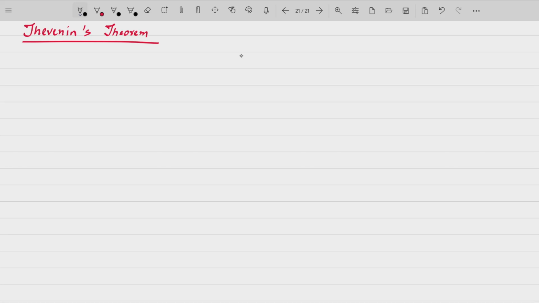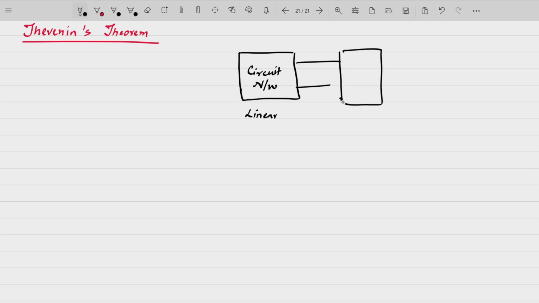So you may have a network. We are talking about linear systems only, and there is a load connected to this circuit network. We only want to find out what is the voltage across this load and what is the current flowing into this load, and we can also find out what is the power flowing in this load.